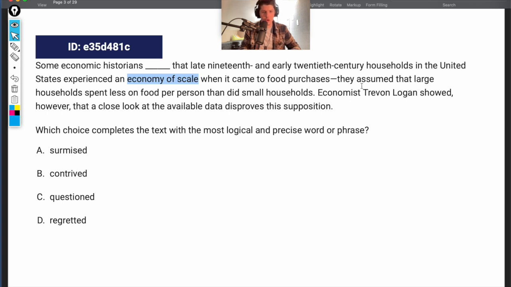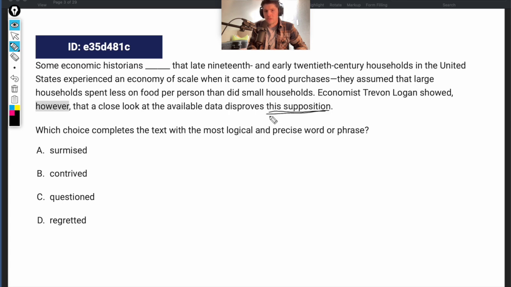Economist Trevor Logan showed, however, now there is a key structural phrase, that a close look at the available data disproves this supposition. Okay, so let me show you the key words here. There's a word supposition, and I'll even point out the word this, which is, to me, a little bit of an indicator. So when we use the word this, of course, we're referring backwards to some word or phrase that's been used earlier. That's a demonstrative pronoun, words like this, that, these, those.